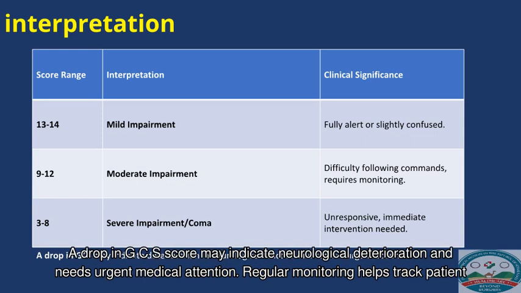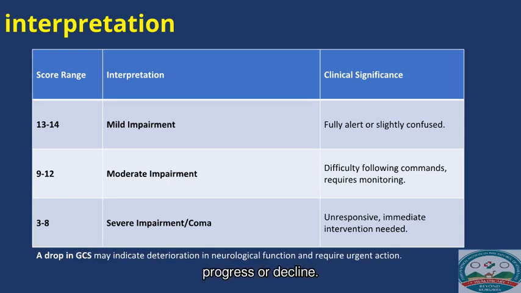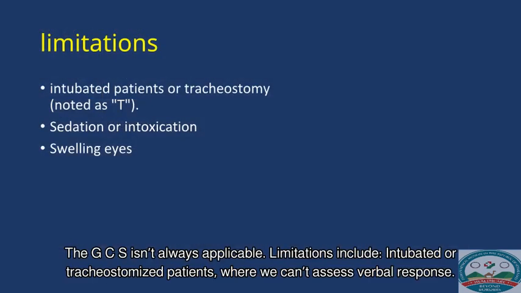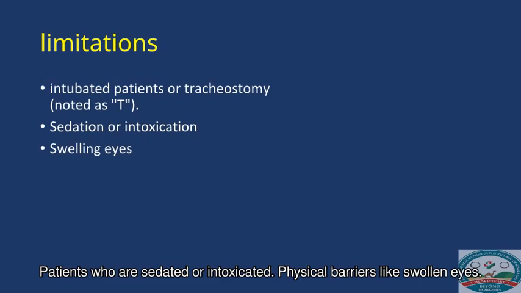A drop in GCS score may indicate neurological deterioration and needs urgent medical attention. Regular monitoring helps track patient progress or decline. The GCS isn't always applicable. Limitations include intubated or tracheostomized patients, where we can't assess verbal response, patients who are sedated or intoxicated, and physical barriers like swollen eyes.